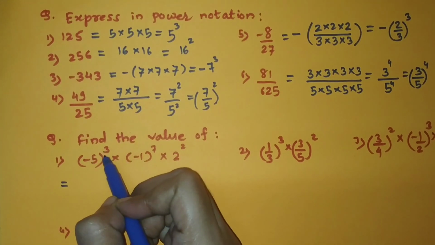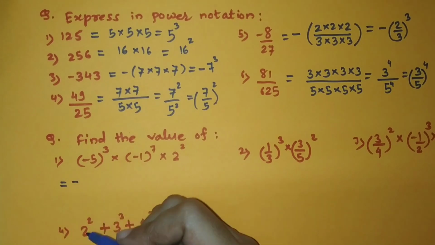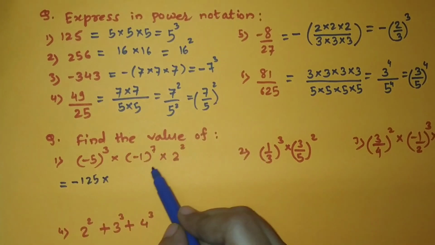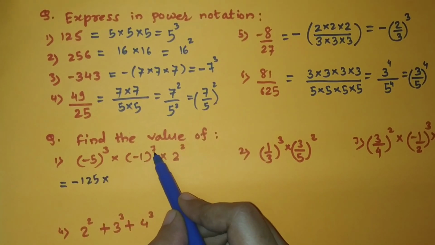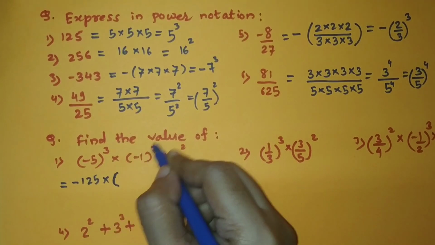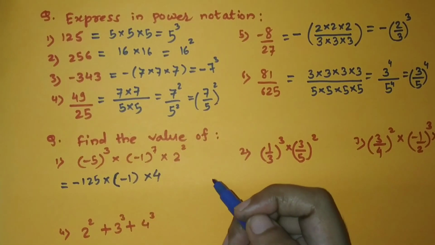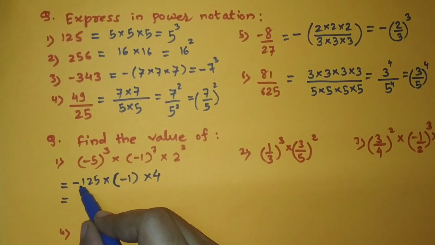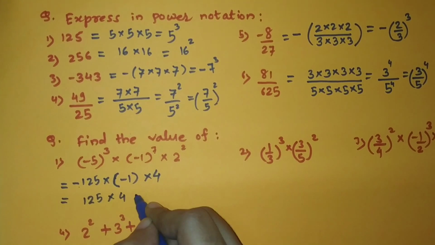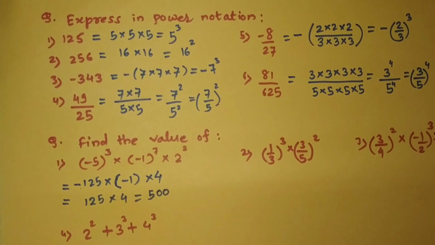So friends, we know that if the power is odd, the negative sign is multiplied an odd number of times, that means the answer will have the minus sign. So it is nothing but minus 125 into minus 1 to the power 7. When the power is odd, the minus sign will be as it is. So it is minus 1, 7 times means it is minus 1 only. And 2 to the power 2 means it is 4. So friends, here both are of the minus sign, so it will give positive 125 into 4. 125 fours are 500. So the value is 500.